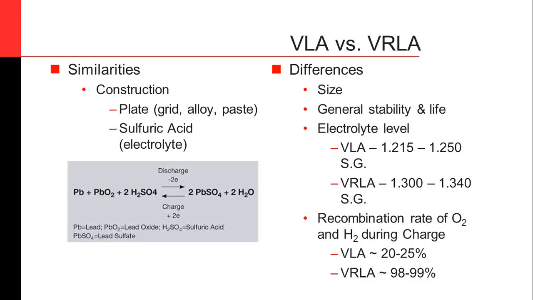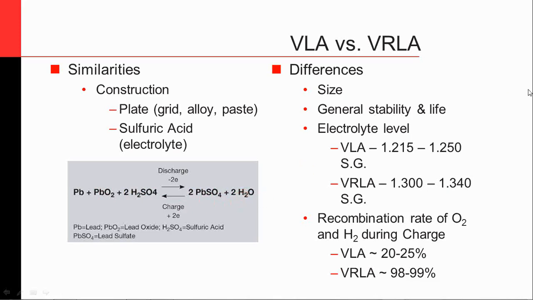You're going to have a similar construction between the two, with the plates being a grid based on some sort of lead alloy, and a paste material. As well, they're both going to be using sulfuric acid, with our formula of how they operate down below, where the lead is my negative plate, the lead oxide is my positive plate, and then I have some sulfuric acid, and obviously this is in the charged state. Then in the discharge state, both of my plates become sulfated, they become lead sulfate, and then I get some water.